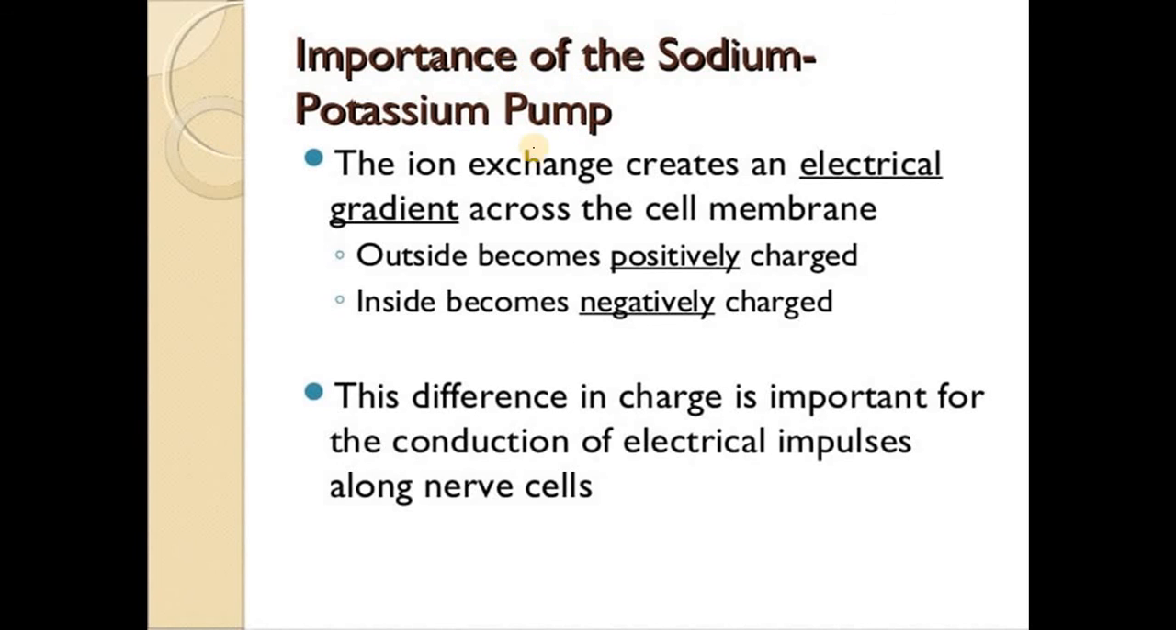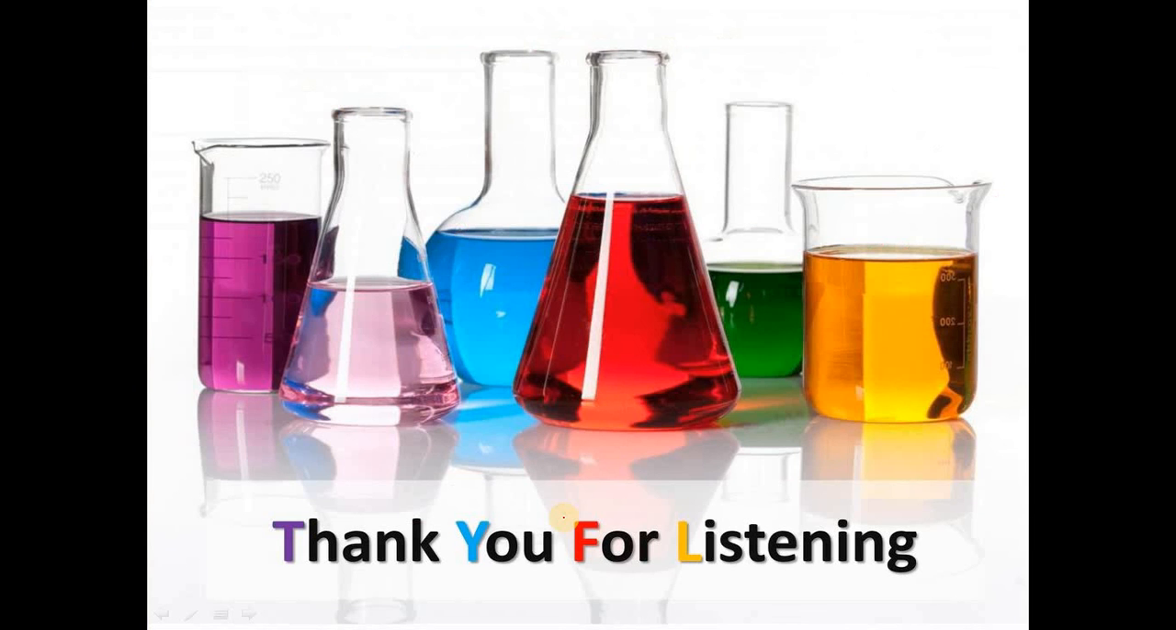What is the importance of the sodium potassium pump? The ion exchange creates an electric gradient across the cell membrane, so the outside becomes positively charged and the inside becomes negatively charged. This difference in charge is important for the conduction of electrical impulses along nerve cells, and it creates nervous cell signals. So this is about the sodium potassium pump.